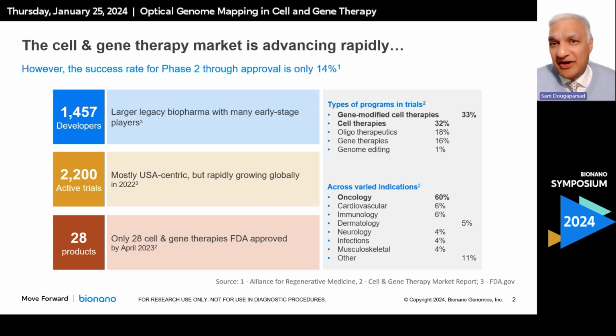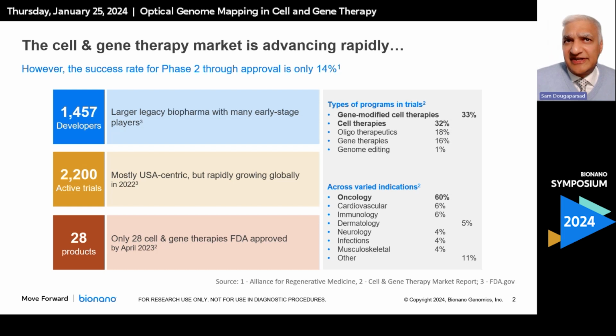Research and biopharma communities have made tremendous progress utilizing cell and gene editing tools for therapeutic applications. The market for genomic medicine is booming, with thousands of players in active trials, 60% of them addressing cell-based therapies with a distinct focus on oncology. Yet so far, phase 2 approvals are extremely modest, only 14%, reflected in just 28 products approved by the FDA.